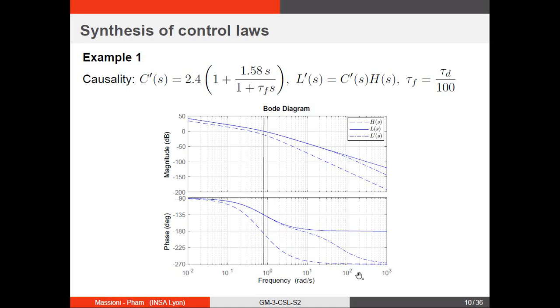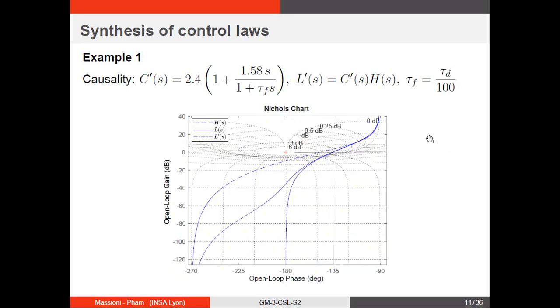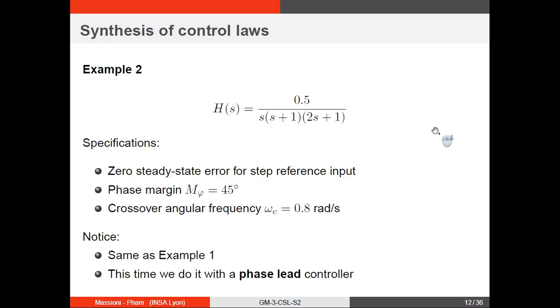Also look here, if the phase goes down a lot after a few decades later than omega c, you see the important thing at omega c doesn't change a lot. Same story in the Nichols chart. Right? Let's see another example.